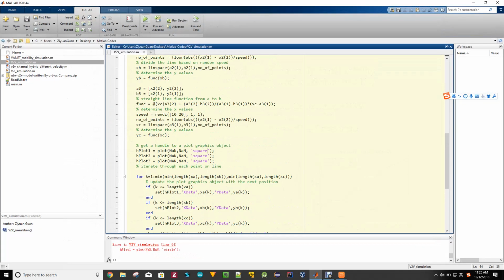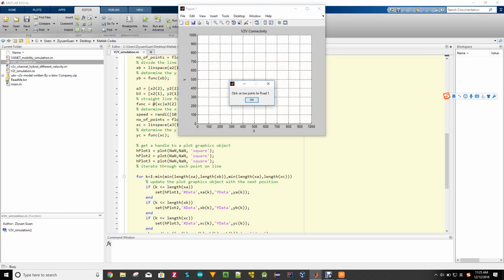This is a V2V simulation. First, we're going to draw 2 lines in the picture. These 2 lines mean 2 different roads. And the 3 points here mean 3 different vehicles. When they're moving, we could say when they are close enough, they're going to have connections with each other. They're going to have communications and exchange messages between each other. This is one of the situations.